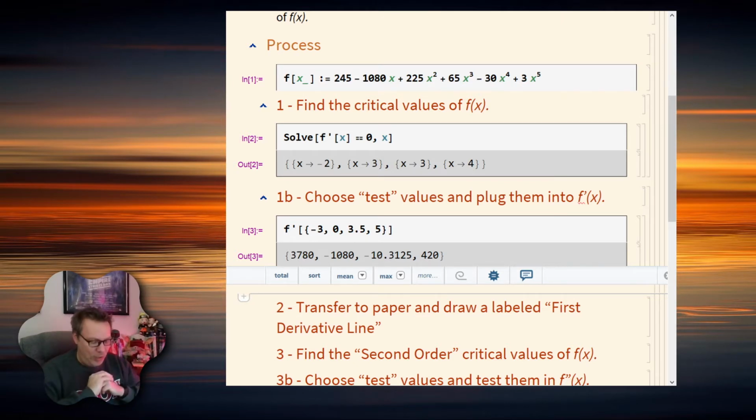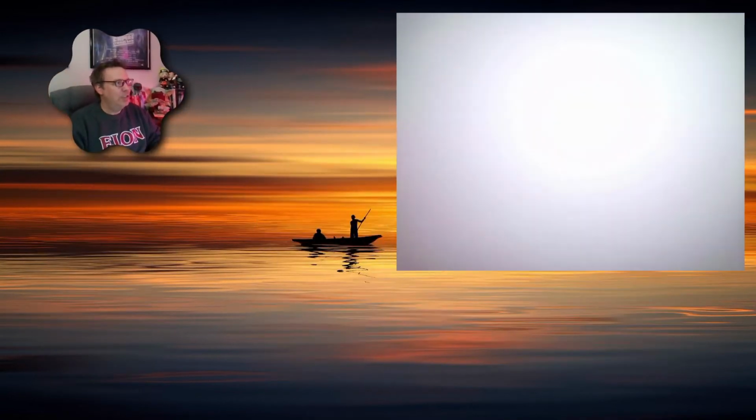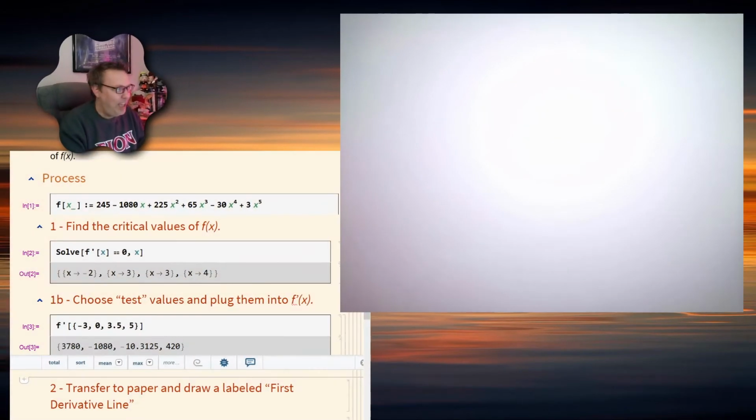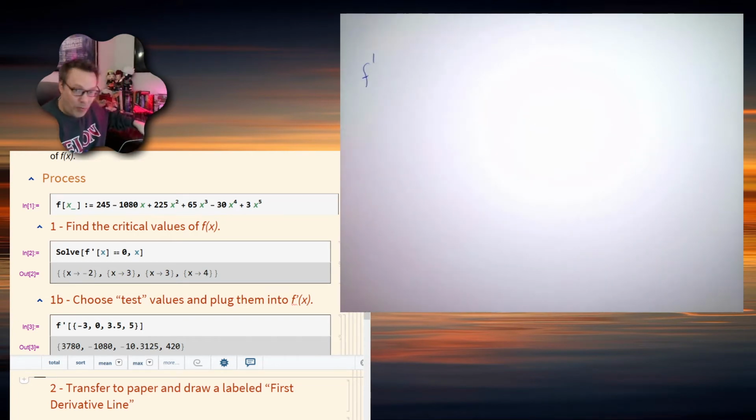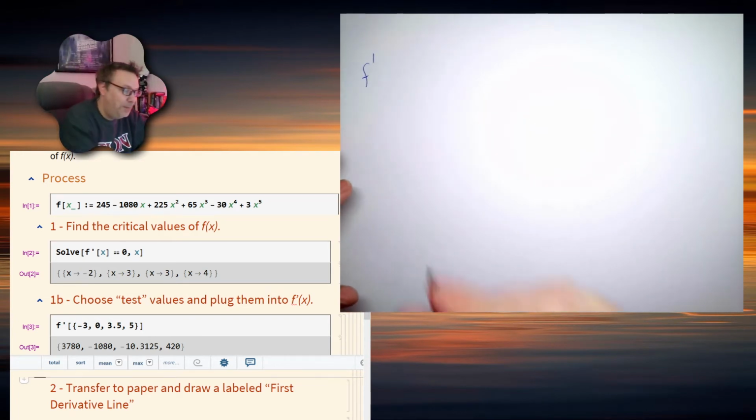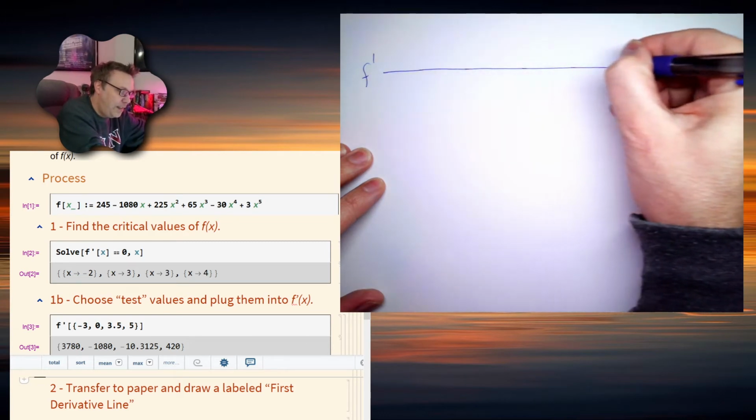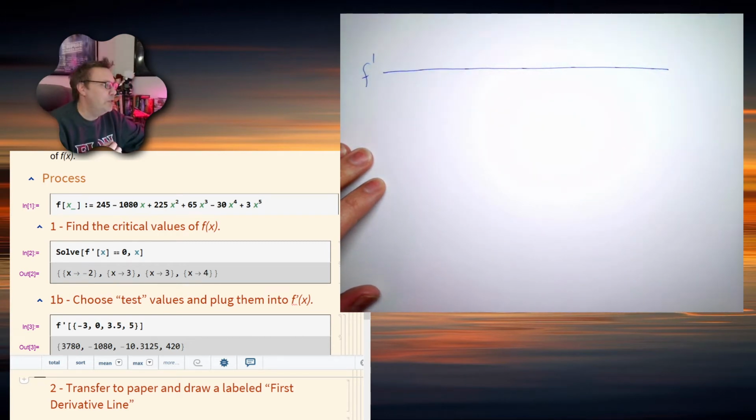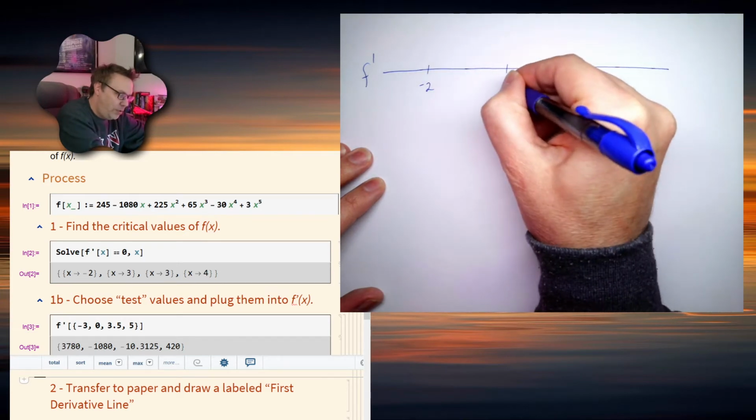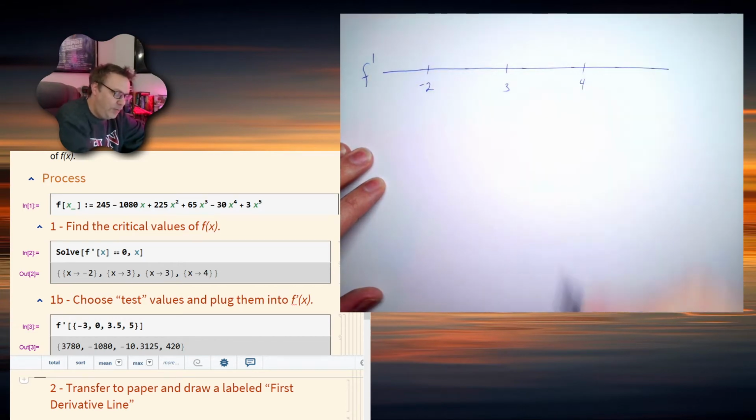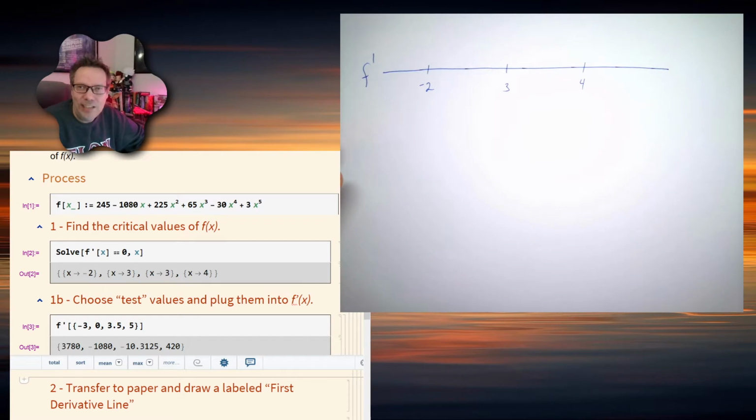Now I want to transfer all of this to my sheet of paper. This is how I'm going to do it. I'm just going to transfer it. I have my function. It's the derivative that I'm transferring over here. And I'm going to put my critical numbers down on here. They are -2, 3, and 4. And this is highly not to scale here.